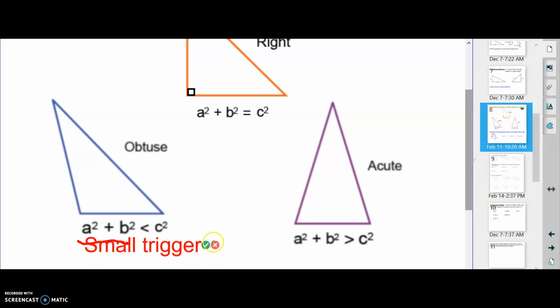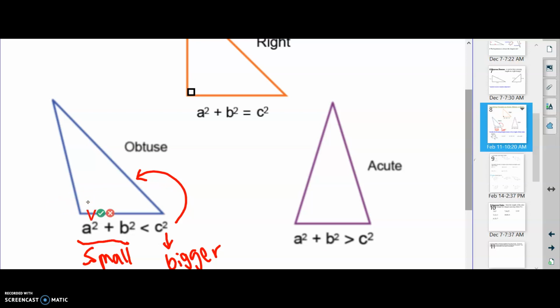How I kind of remember that is, the a squared and the b squared are kind of like the two legs if it was a right triangle. But if the c squared is bigger, then it makes this side really long, which makes this an obtuse angle down here in the corner. Then if a squared plus b squared ends up being bigger than the c squared, so the c squared would be smaller, then it's an acute triangle.